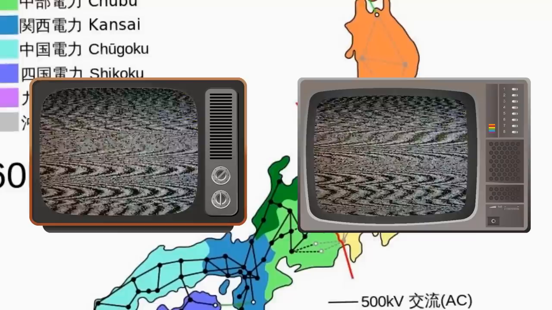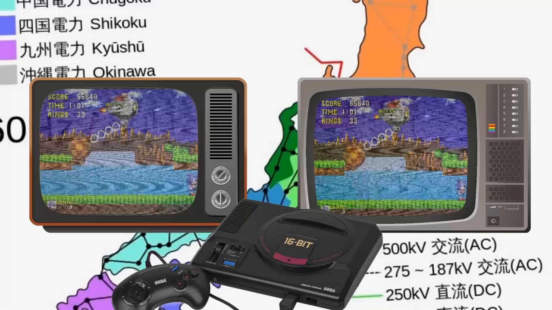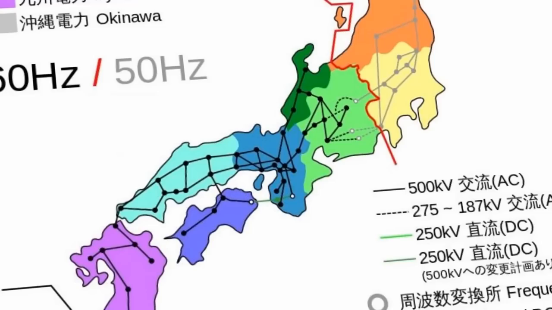But given Japan's adoption of the NTSC format, all Japanese Mega Drives are designed to run in 60Hz, with Japanese televisions adapted to compensate in 50Hz regions. So let's get to the point, how does this affect Sonic?